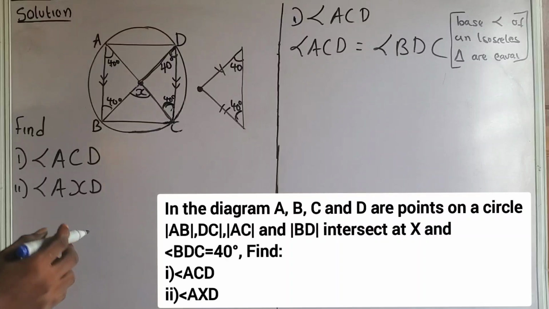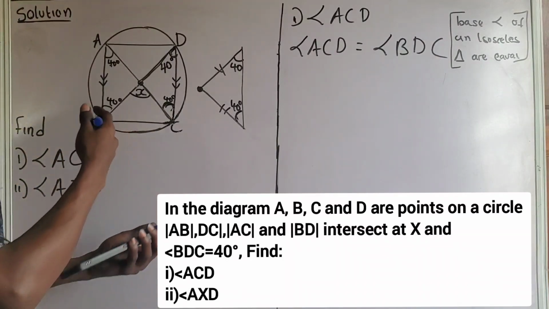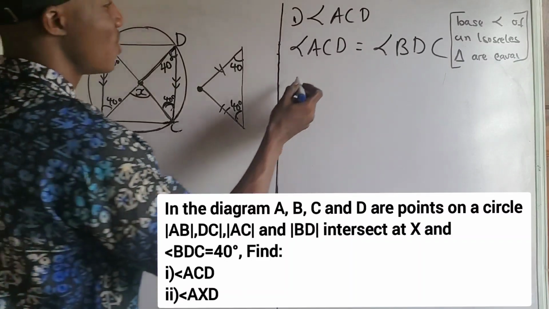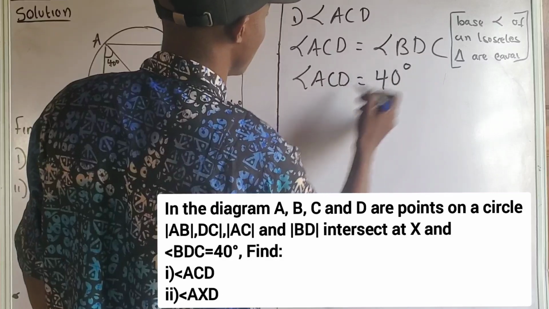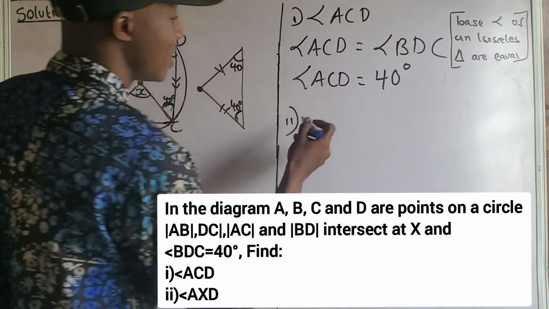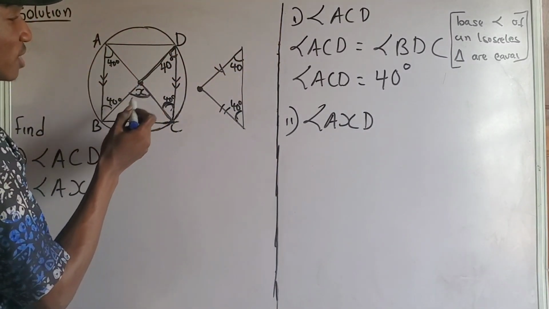And you can also use angles in the same segment properties. Are you getting it? So this one is a circle geometry question, so there are many ways to do that. So the angle ACD is equal to 40 degrees. Okay. Now the next question says we should calculate the value of angle AXD. Angle AXD. This angle, we want to look for this angle.